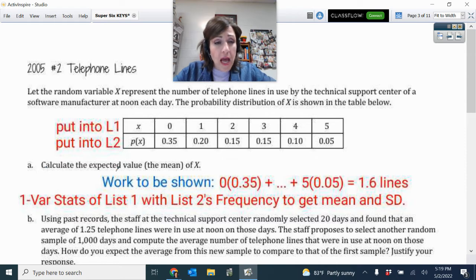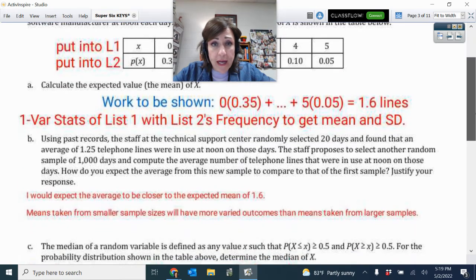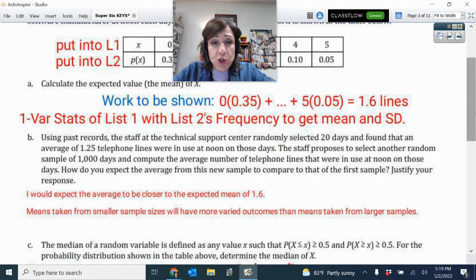Now, one of the things I need you to really focus on as we go through this is the work to be shown, filling in those formulas to make sure that you don't just plop out a number. That's definite grounds for not getting your credit, if we're not showing what we are doing to come up with these values.